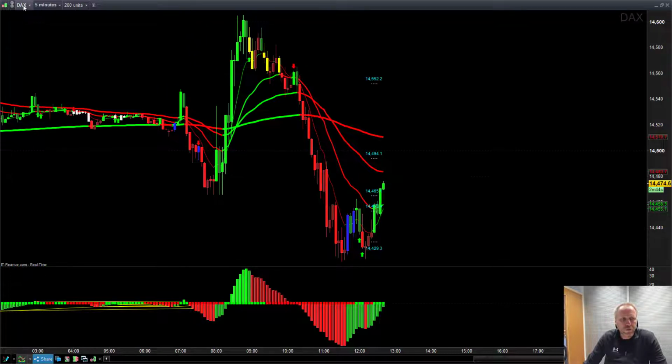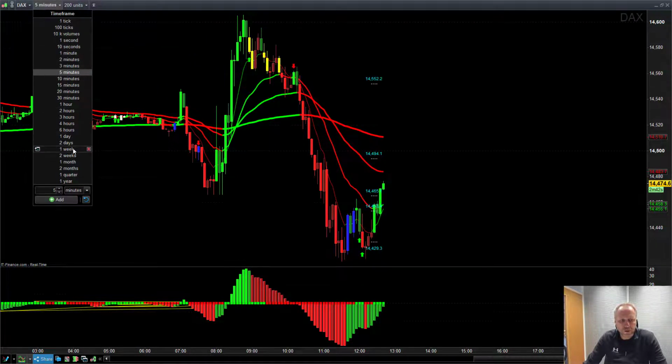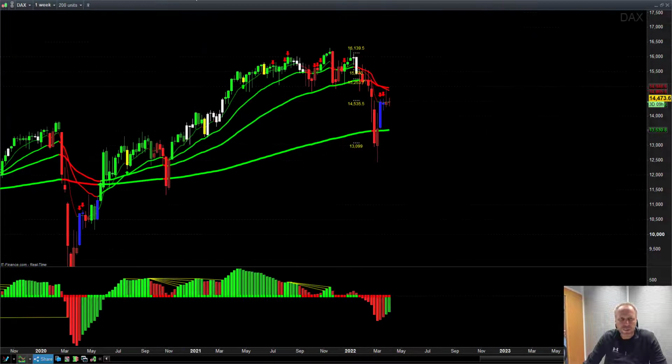Let's have a little look from a bigger time frame on the German DAX, because as I said, if you're a swing trader, the weekly here is trying to sort of roll over with these highs. Momentum is pointing downwards.